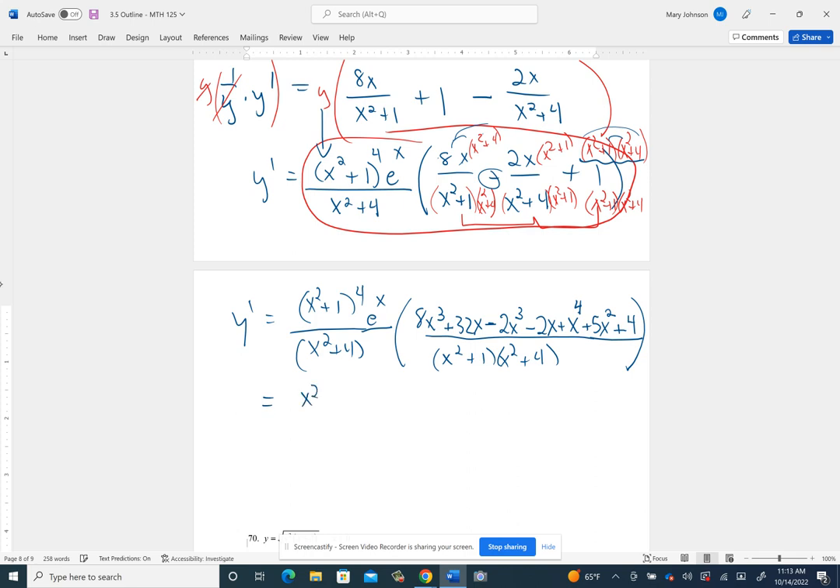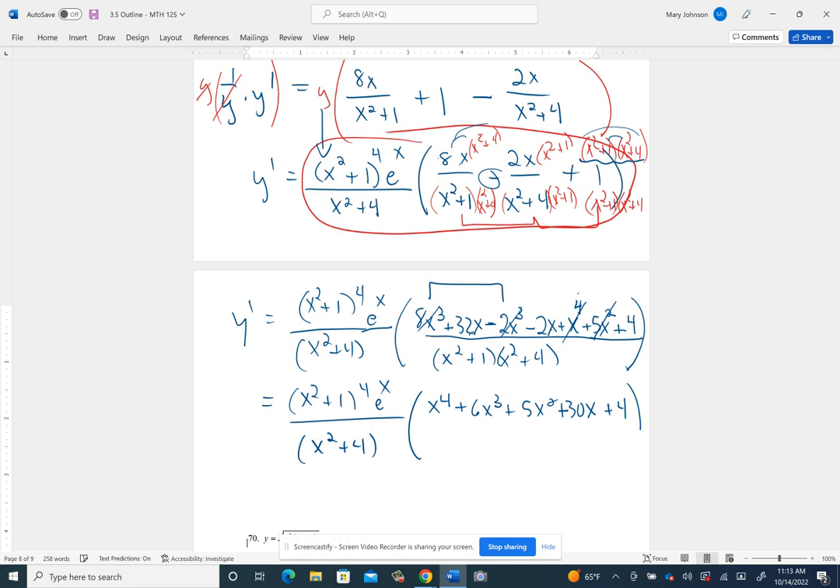And so then I'm going to bring this down one more time. I'm going to see what happens up on top. So I have an x to the fourth. Then I have 6x to the third. Then I have a 5x squared. And then 32x minus 2x would be 30x. And then plus 4. Then here I have an x squared plus 1 and an x squared plus 4.